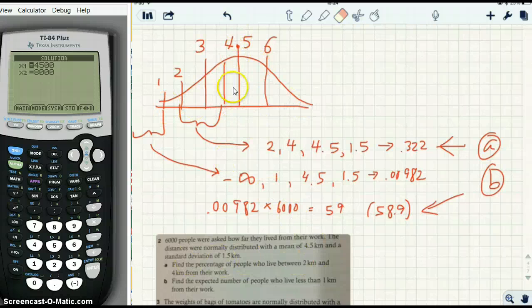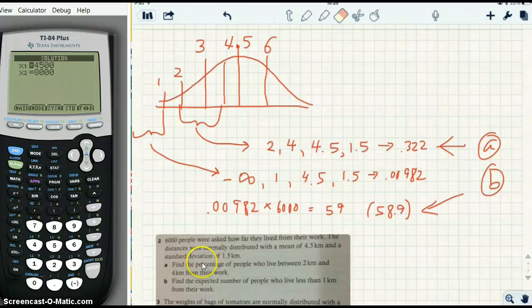Remember that in a normal distribution, the middle is not only the mean, it's also the mode and the median. So all three of those central tendency characteristics are right at the middle of the normal distribution. And the standard deviation is 1.5 kilometers. So if we draw lines 1.5 to the left and 1.5 to the right, a majority of the people are within this region here from 3 to 6.